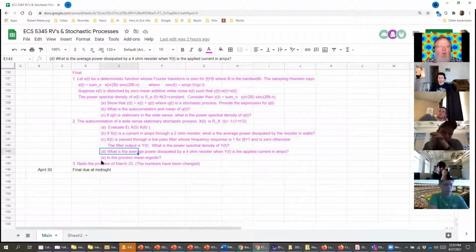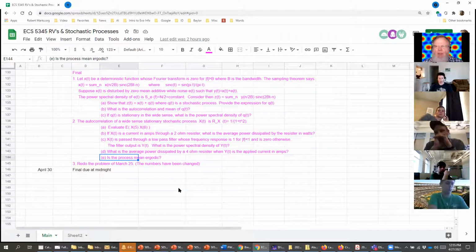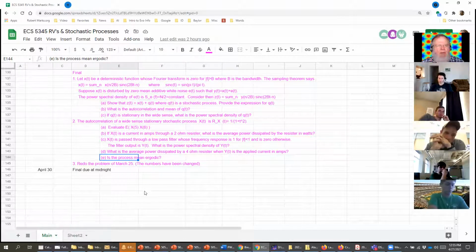And then I'm going to ask you the question, is the process mean ergodic? In other words, can you take the stochastic process with the autocorrelation given and compute the mean of the stochastic process by just looking at one long instantiation of the stochastic process? Okay. And we went over that. And so I think that this covers most of the stuff that we did in the filtering of stochastic processes. So this will be very good.